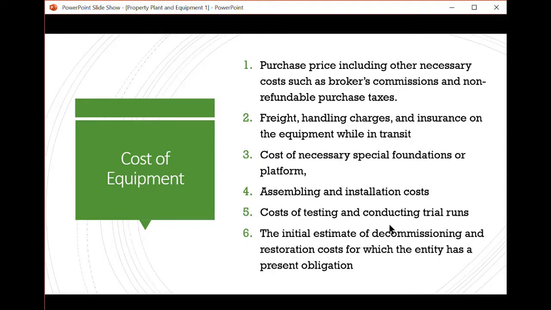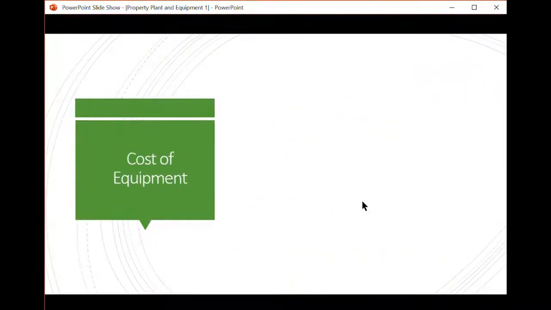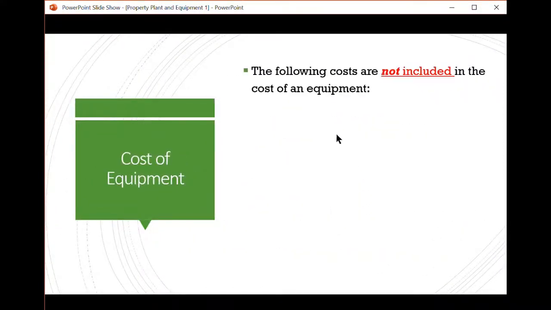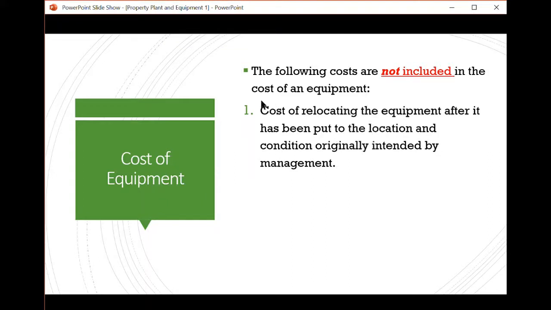So again, kung ato siyang tangtangon sa iyahang placement, kung asa siya gibutang, i-dismantle man na nato, or ato man na siyang i-restore ang area kung asa siya gibutang, apil siya sa cost of the equipment. But if you're going to transport that to another place, ang cost sa pag-transfer niya or pag-relocate adto nga equipment is not anymore part of the cost of equipment.